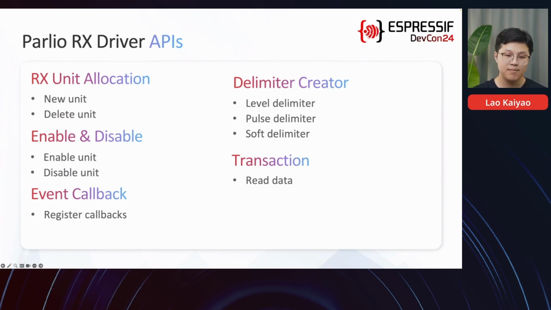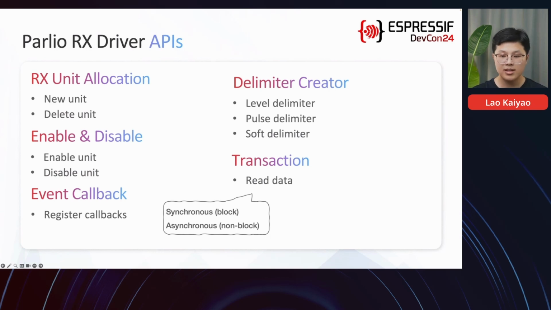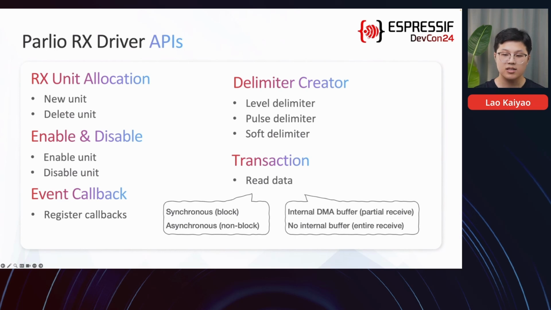Although they are pretty simple, they still keep enough flexibility and are able to work in various scenarios, especially this transaction API. It can support synchronous or asynchronous reading. Also, it allows receiving the data into the internal buffers and then copying them out, or receiving the data into the user buffer directly without the internal buffers. And even the delimiter is changeable among the transactions, which means you can receive the current packet in level delimiter, but leave the next packet in software delimiter.